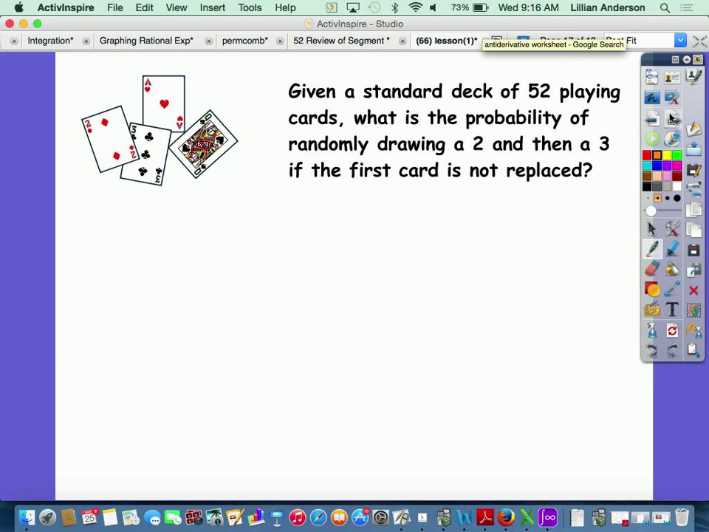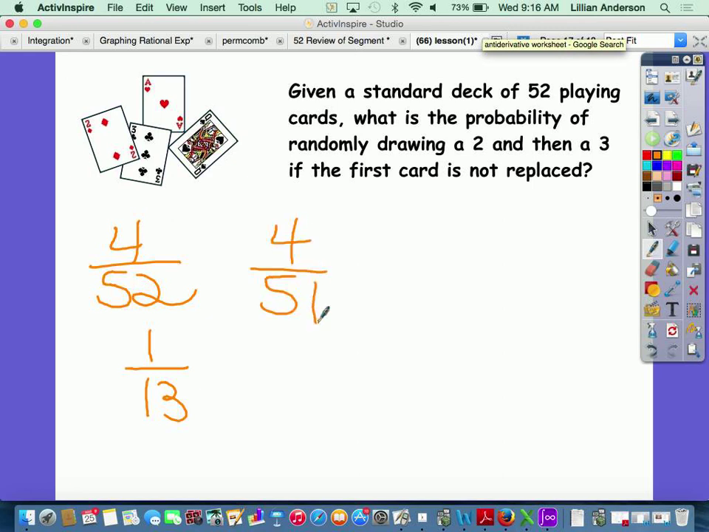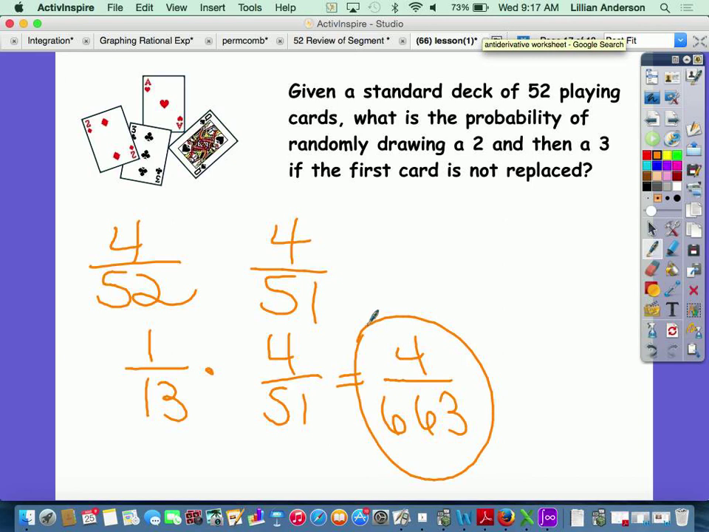Probability that you draw a 2 and then a 3 if the first card is not replaced. So first, for the 2, it's 4 out of 52. Which reduces to 1 over 13. The next one is 4 out of 51 because if I took the card and I didn't replace it, that leaves me with 51 cards left. But there still are 4 threes in that pile. So I'm going to multiply 4 over 51 by 1 over 13, and that's going to be 4 over 663. Is that reduced? And there you go.